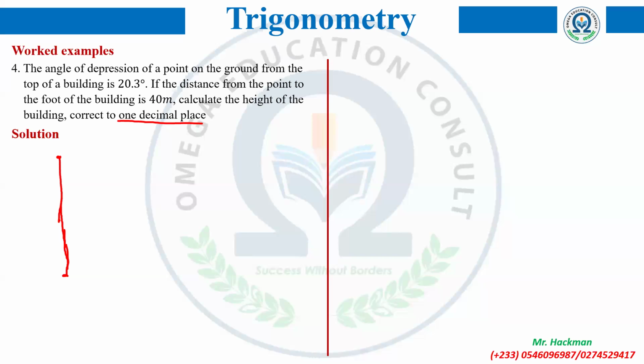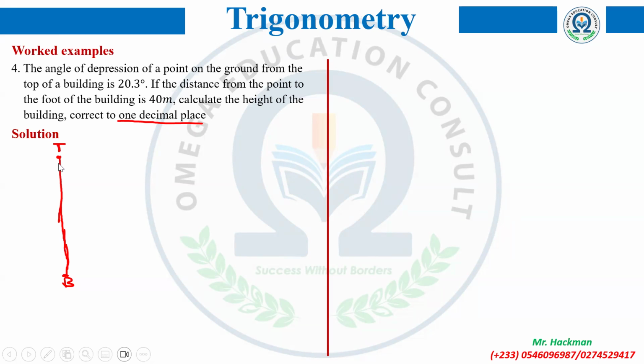We said the angle is taken from the top of the building because we are told the angle of depression of a point on the ground from the top of the building. So our reference point is the top of the building. Let me use T to represent the top of the building and B to represent the bottom of the building. Am I clear, my professors? Yes, please. Okay, all right. Once I am taking the angle from the top and sighting an object below, obviously I'm looking at an angle of depression.